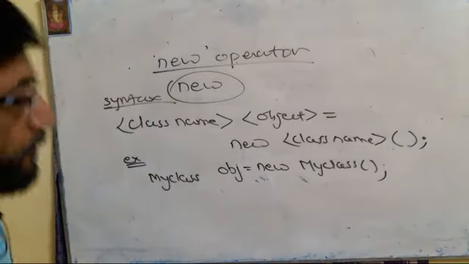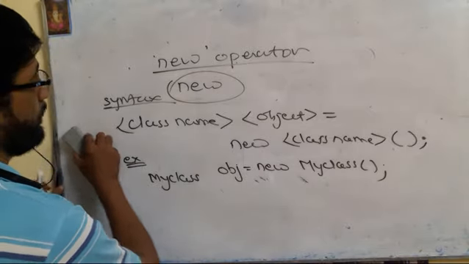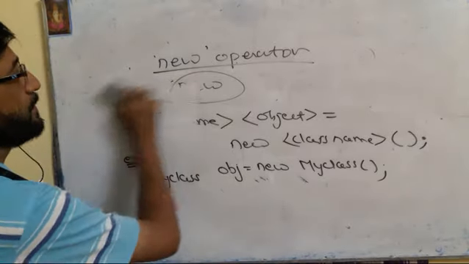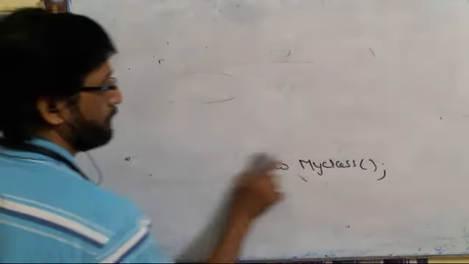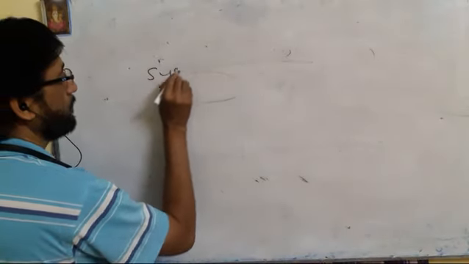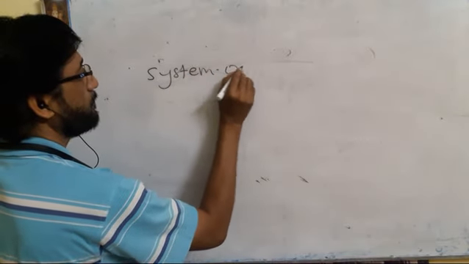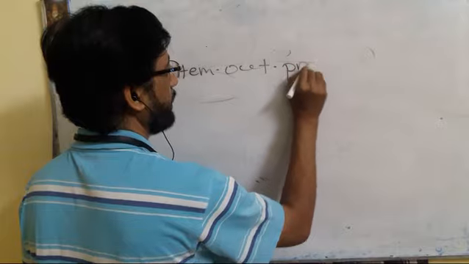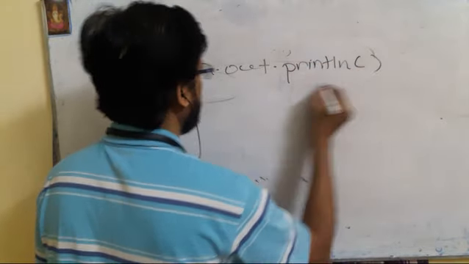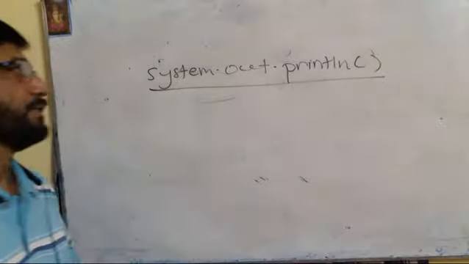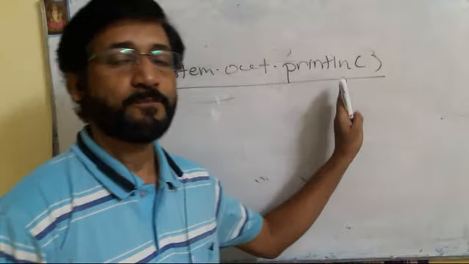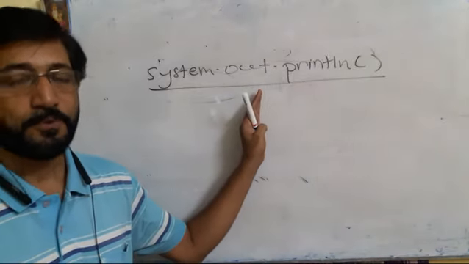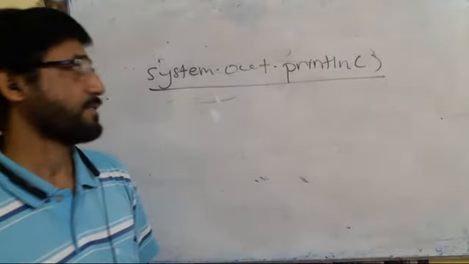What is the use of system.out.println? We'll discuss the purpose of system.out.println, because this is a very common statement used in each and every Java program. The main purpose of the statement is to display the result on the screen.